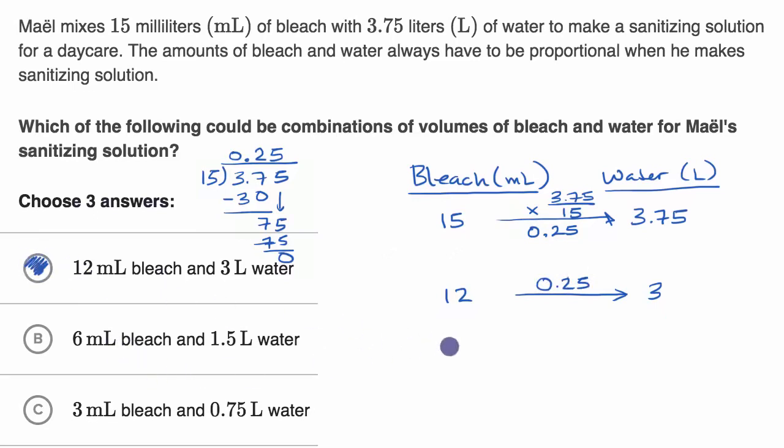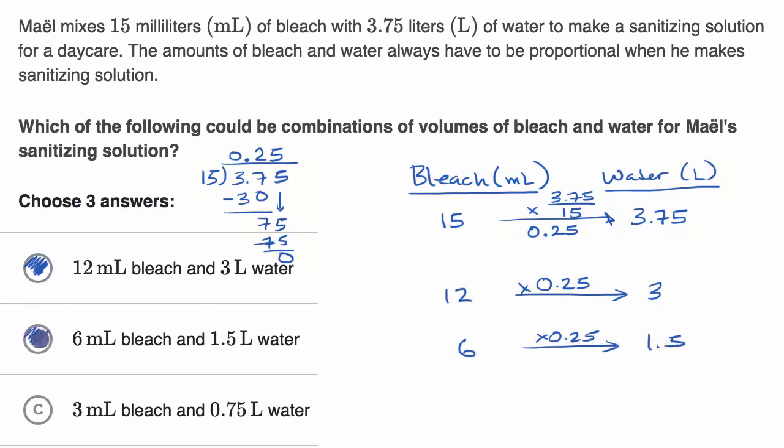What about going from 6 to 1.5? Are we multiplying by 0.25? Yeah, 1.5 is 1/4 of 6. Or another way to think about it is, what is 6 times 25? It is 150. So 6 times 25 hundredths would be 150 hundredths, which is the same thing as 1.5.